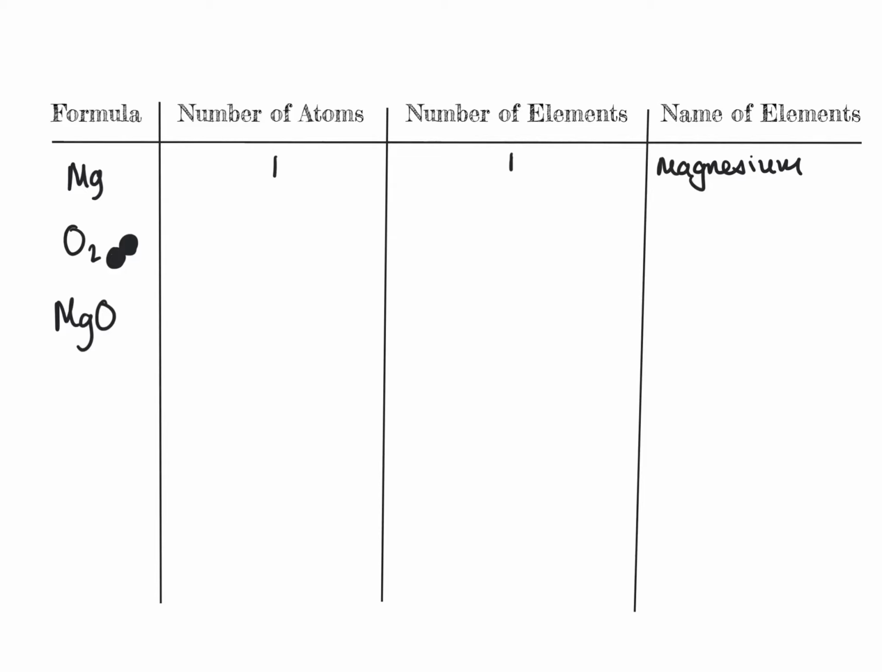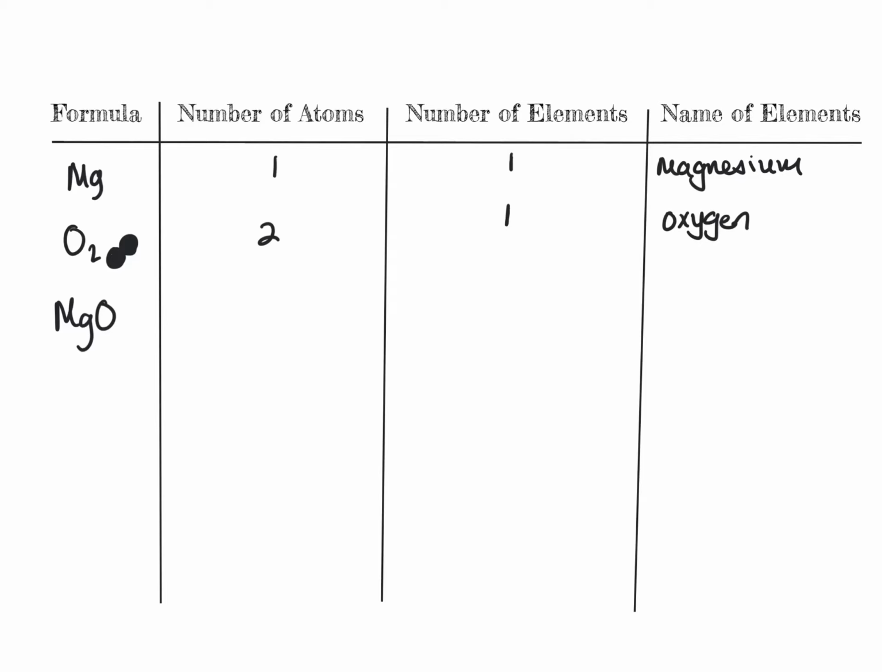So we've got 2 atoms, but we've only got one element, because if you were to name the atoms in this, the only atoms you've got are oxygen atoms. So you've just got one oxygen, which is the element, but you've got it twice stuck together in a molecule. And if you were to name it, it's called oxygen.